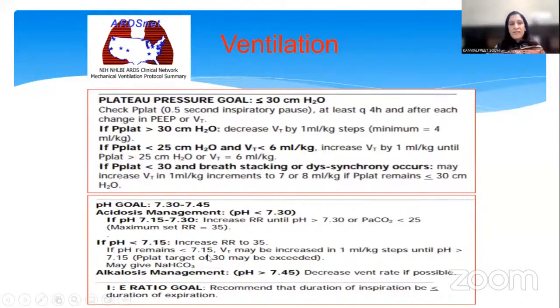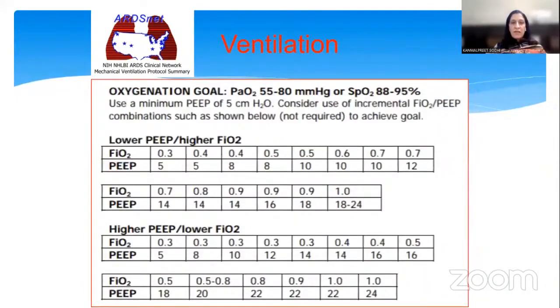And if pH still remains less than 7.15, we may start increasing the tidal volume by 1 mL per kg until a target pH of more than 7.15 is achieved. But herein, we may have to exceed the plateau pressure of 30 also. So please do not go beyond 35. And if there is an alkalotic pH of more than 7.45, decrease the ventilator rate. The I:E should always be such that the duration of inspiration is less than the duration of expiration. So this is how we are going to ventilate the patient.